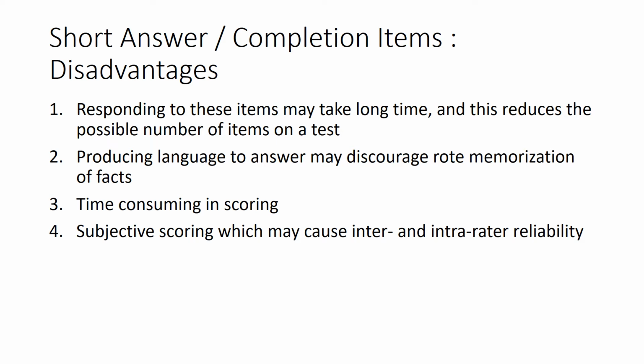Subjective scoring, remember, we call these items subjective. Why? Because they are corrected or marked or graded depending on the subjective interpretation of the teacher. So subjective scoring can cause problems in reliability, whether we are talking about inter-rater reliability or intra-rater reliability. And I think that you know the difference between the two.